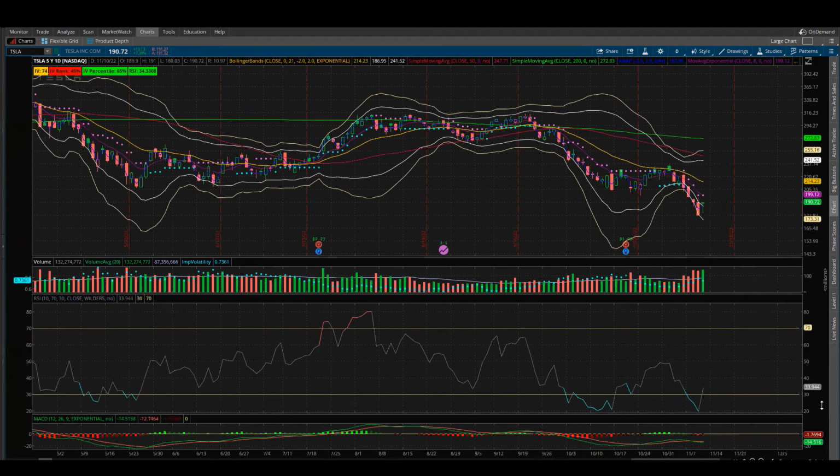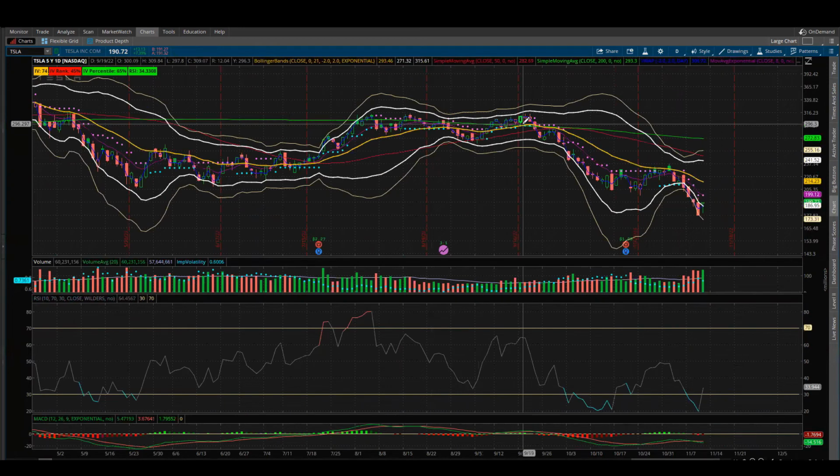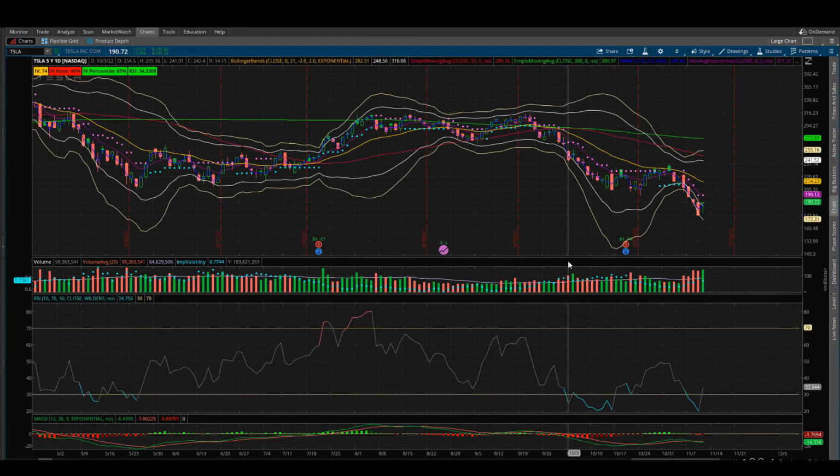And let's look at just one last final example. So this is Tesla, ticker TSLA. Here we want to look at, the stock was consolidating sideways and then started to move down. Once it started to move down, you can see it became oversold. And this would have been a perfect entry to short the stock.